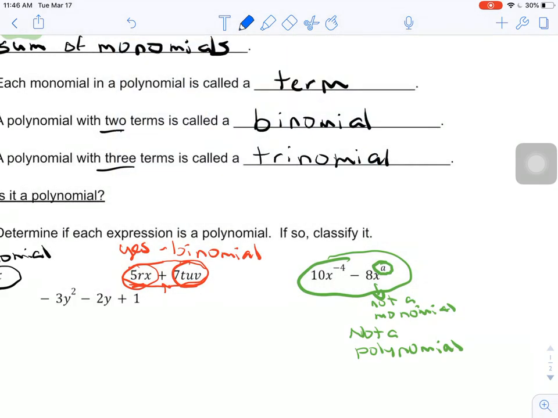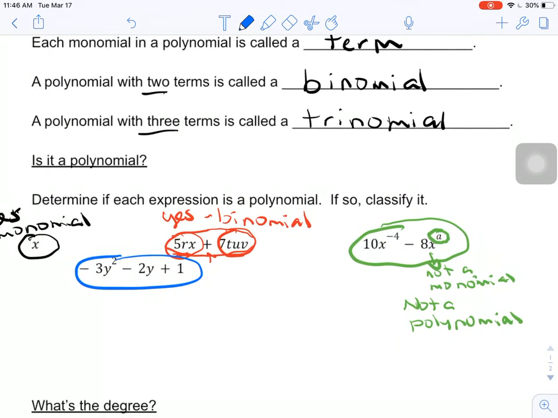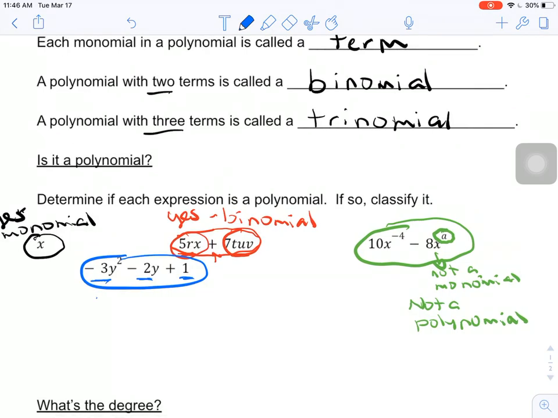So the last one is this guy, and yours it's off on the right side. My formatting is a little bit different than yours. So here we have 3 different pieces, so we have to check each piece or each term and see if it is a monomial. So that passes the monomial test, that passes the monomial test, and that passes the monomial test. Since all of those are monomials, we can say, yes, this is a polynomial. And since it has 3 terms, a polynomial with 3 terms is a trinomial.